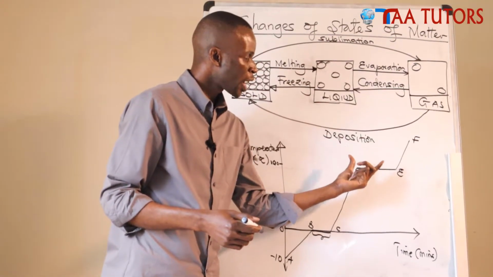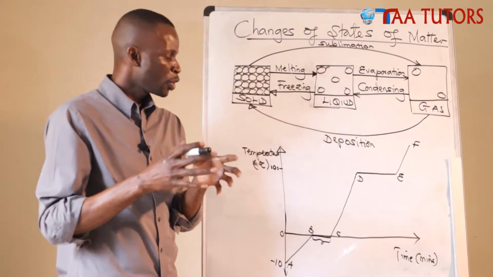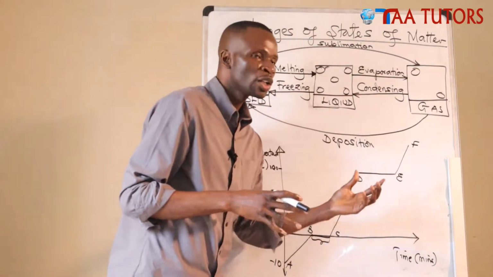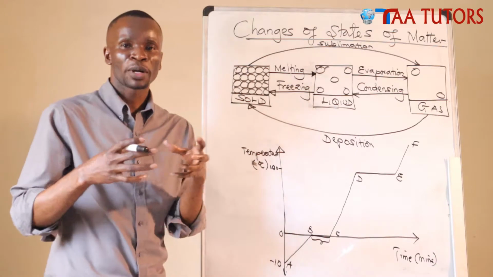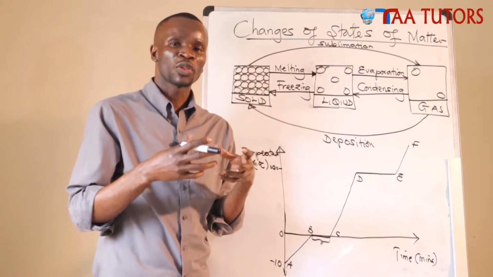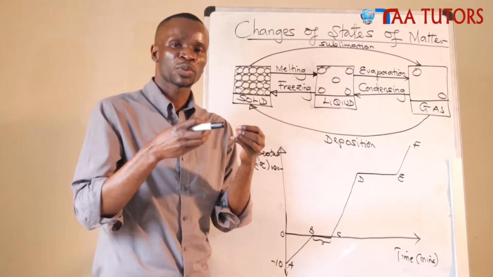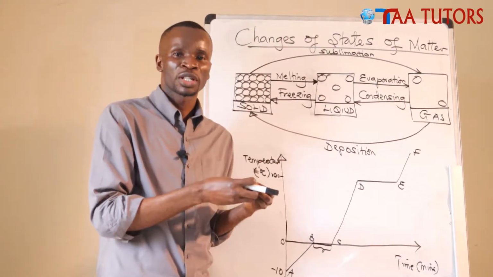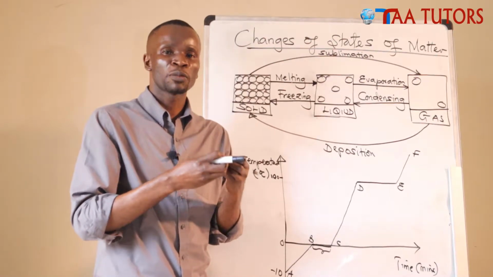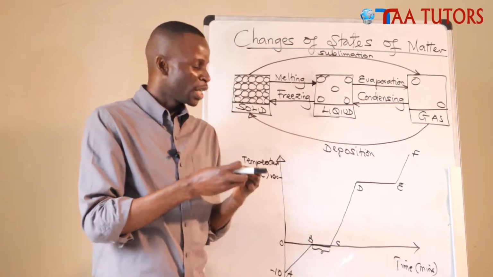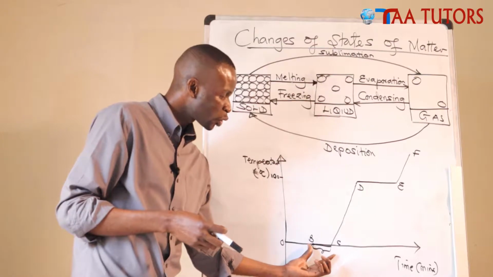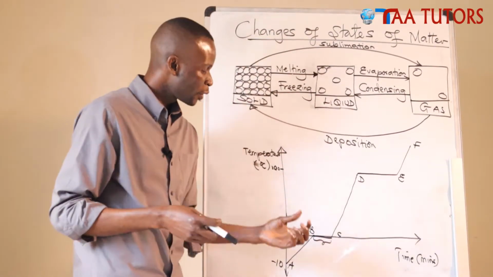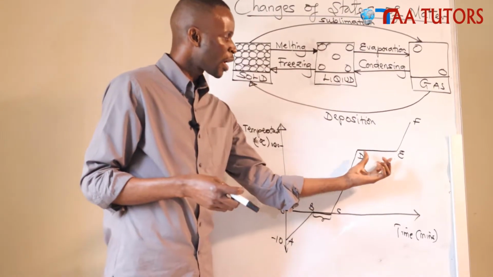The line is remaining flat because the amount of energy we are putting in is used to overcome the forces of attraction that are holding the liquid particles together in the liquid state. And we know that these forces of attraction holding the liquid particles together are called the hydrogen bond. They are intermolecular forces of attraction. In the solid state, the forces of attraction we are overcoming here are called weak van der Waals forces. So we have weak van der Waals forces here, and then we have hydrogen bond there.